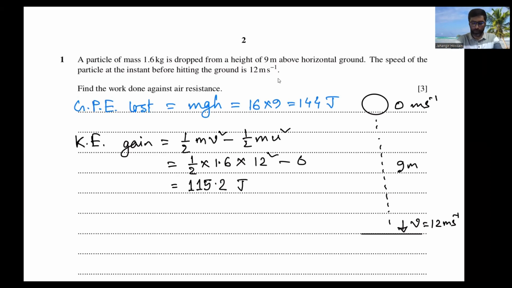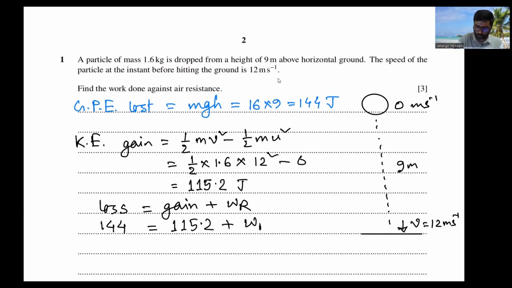Then if we apply the work energy principle here, what does it say? The loss equals gain plus work against resistance. Loss is 144 joules, that is the GPE loss. Gain is the KE gain, that is 115.2, and there is work against resistance. So work against resistance will be 144 minus 115.2 joules, that is 28.8 joules. Okay, that's question number 1.